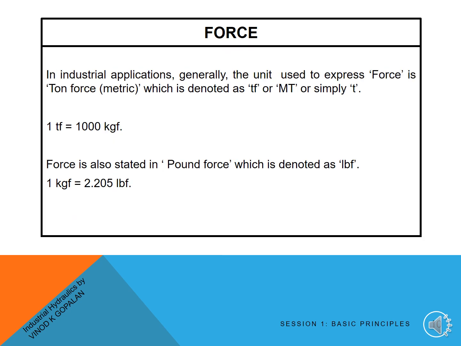In industrial applications, generally the unit used to express force is ton force, which is denoted as TF or MT or simply T. And 1 ton force is equal to 1000 kgf. Force is also stated in pound force, which is denoted as lbf. 1 kgf is equal to 2.205 lbf.